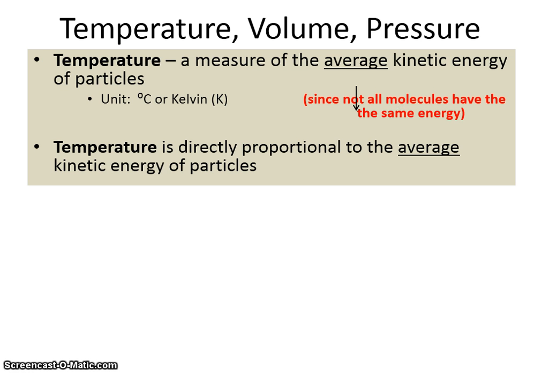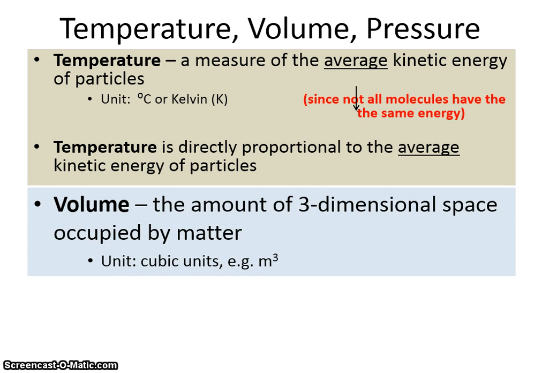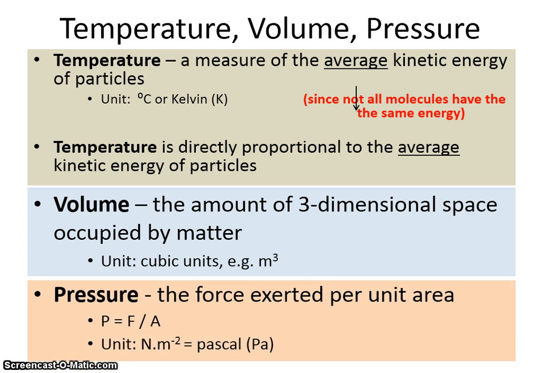So we need to calculate an average kinetic energy. In fact, you will not have to calculate it. It is just assumed that we work with average kinetic energy. Temperature is directly proportional to the average kinetic energy of the particles. Volume is the amount of three-dimensional space occupied by matter. Units, always cubic units. Pressure, the force exerted per unit area, which is P equal to F over A, and the unit Newton per meter squared, because it is force divided by square meters, and that is the same as a Pascal.